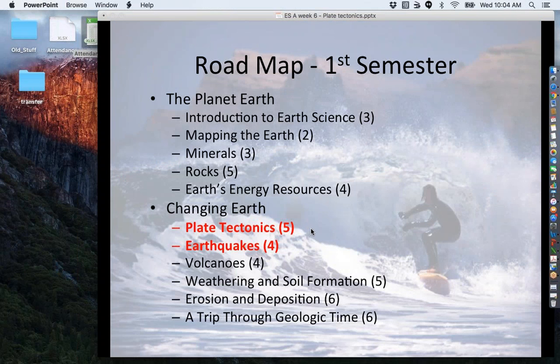So again, you're going to want to try to finish up this plate tectonic section, and then we'll start earthquakes after class next week.